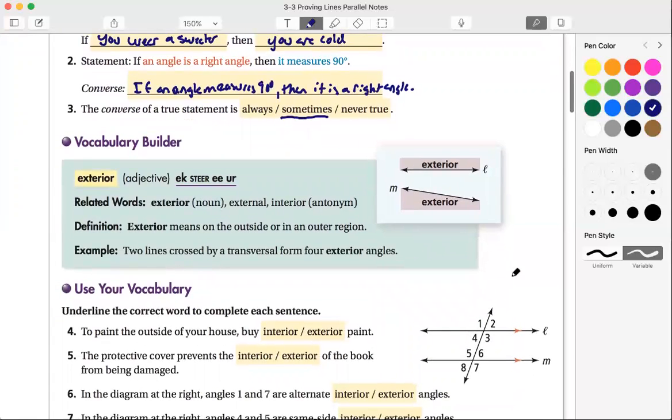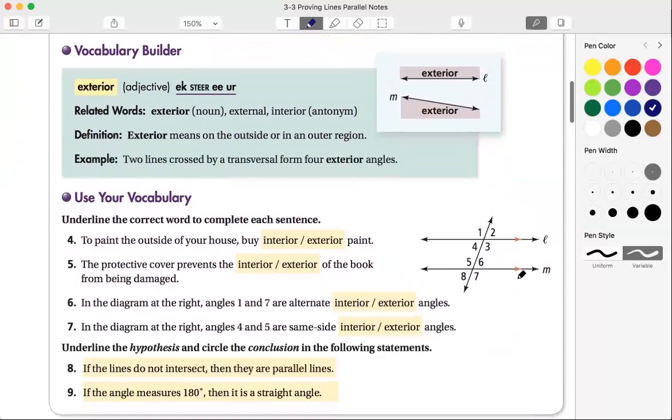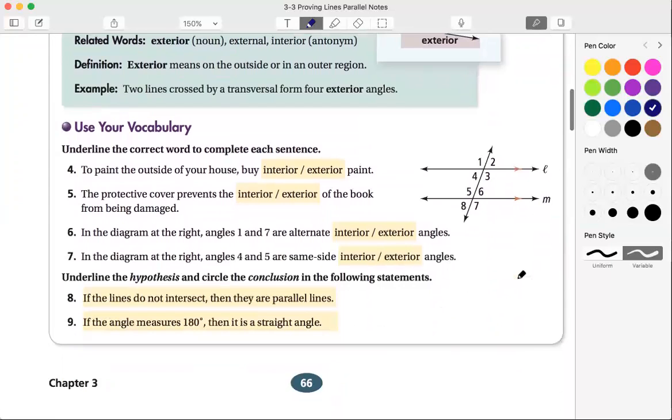In this section, we're going to add another word. It's called exterior, okay? Exterior means on the outside or in the outer region. Two lines crossed by a transversal form 4 exterior angles. So let's use our vocabulary here. Again, two parallel lines cut by a transversal create 8 angles.